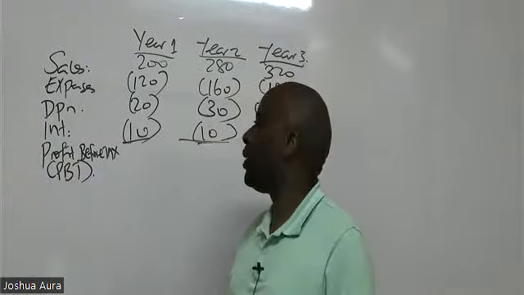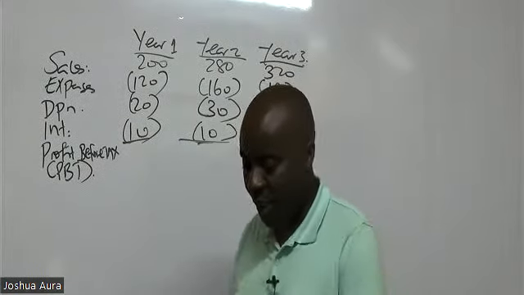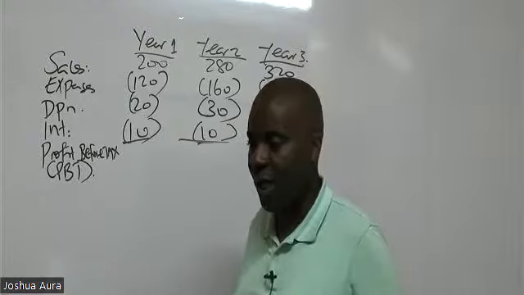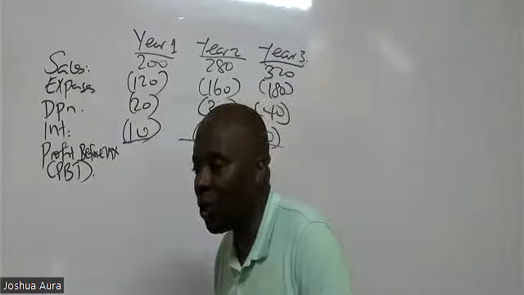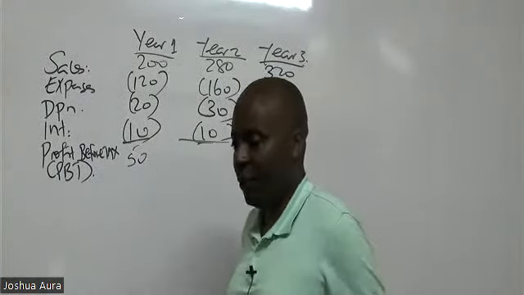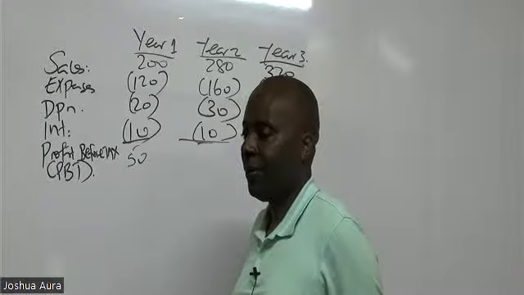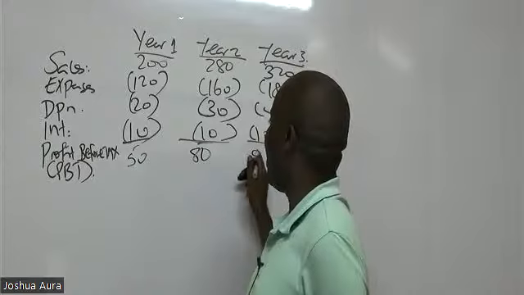So could you kindly give me the profit before tax? Year number 1, according to John Modiani, is 50. Year number 2 is 80. Year number 3 is 90.